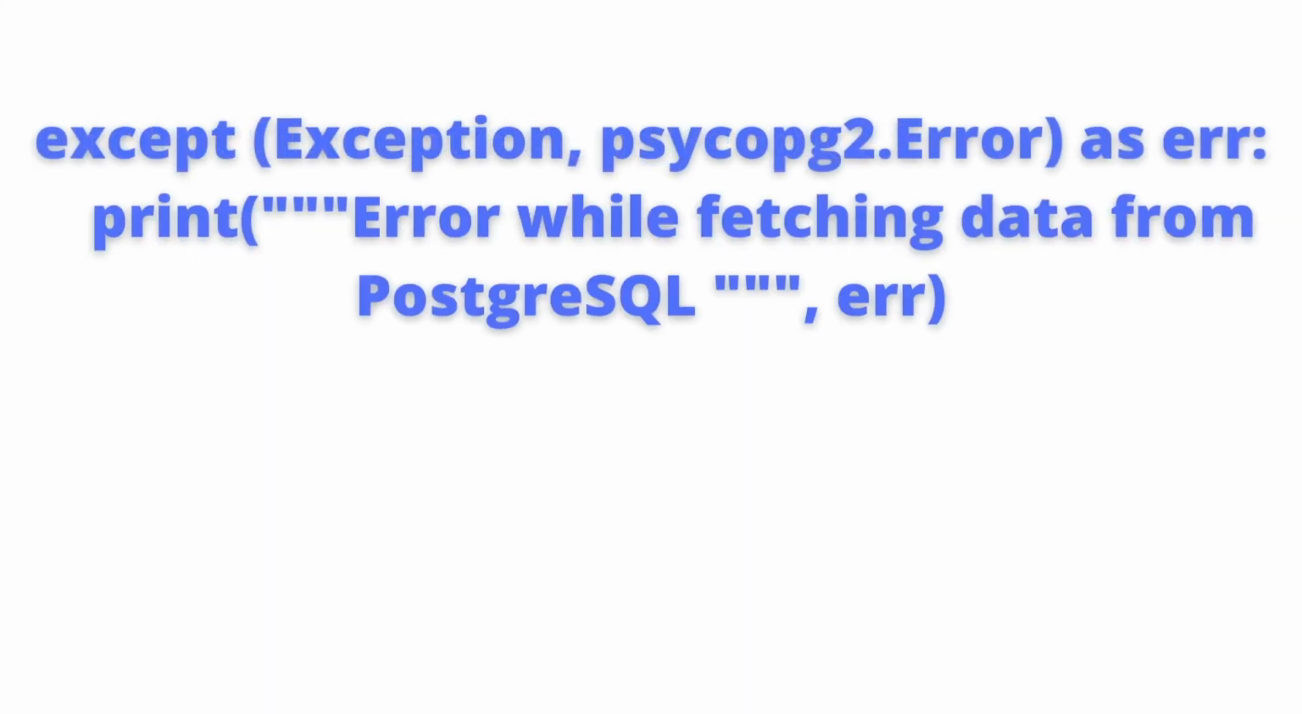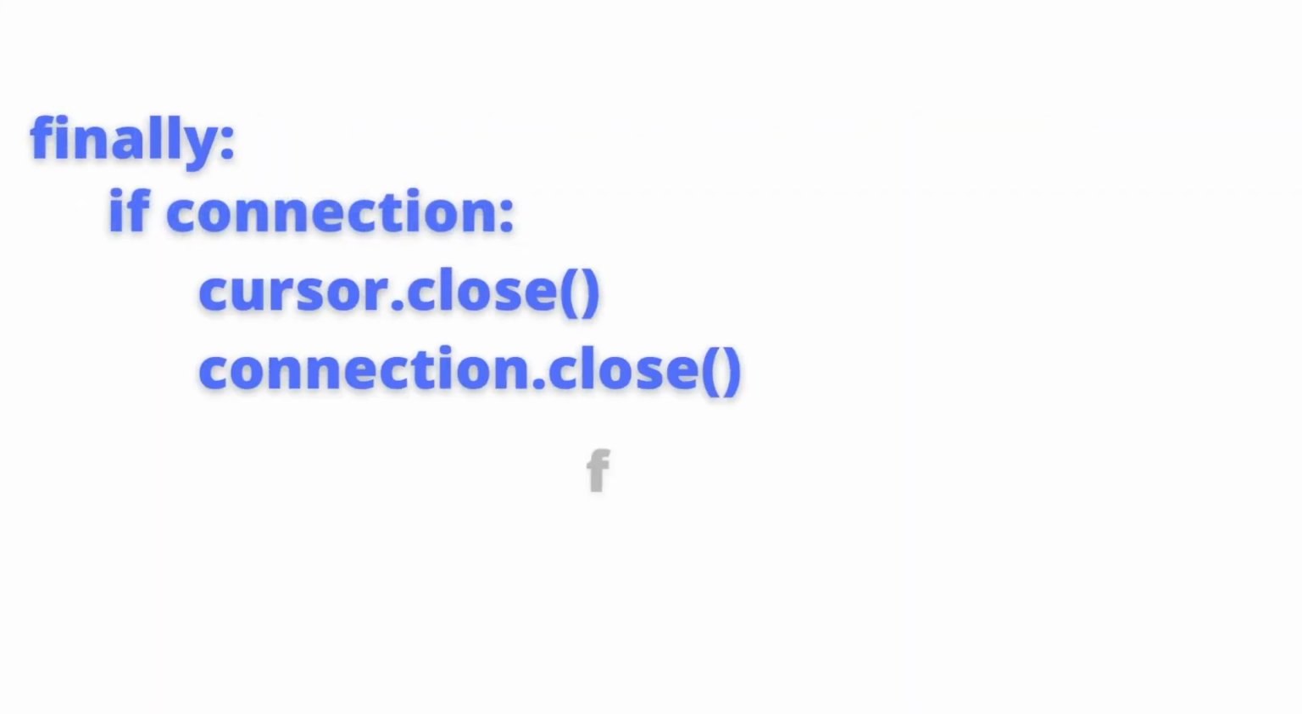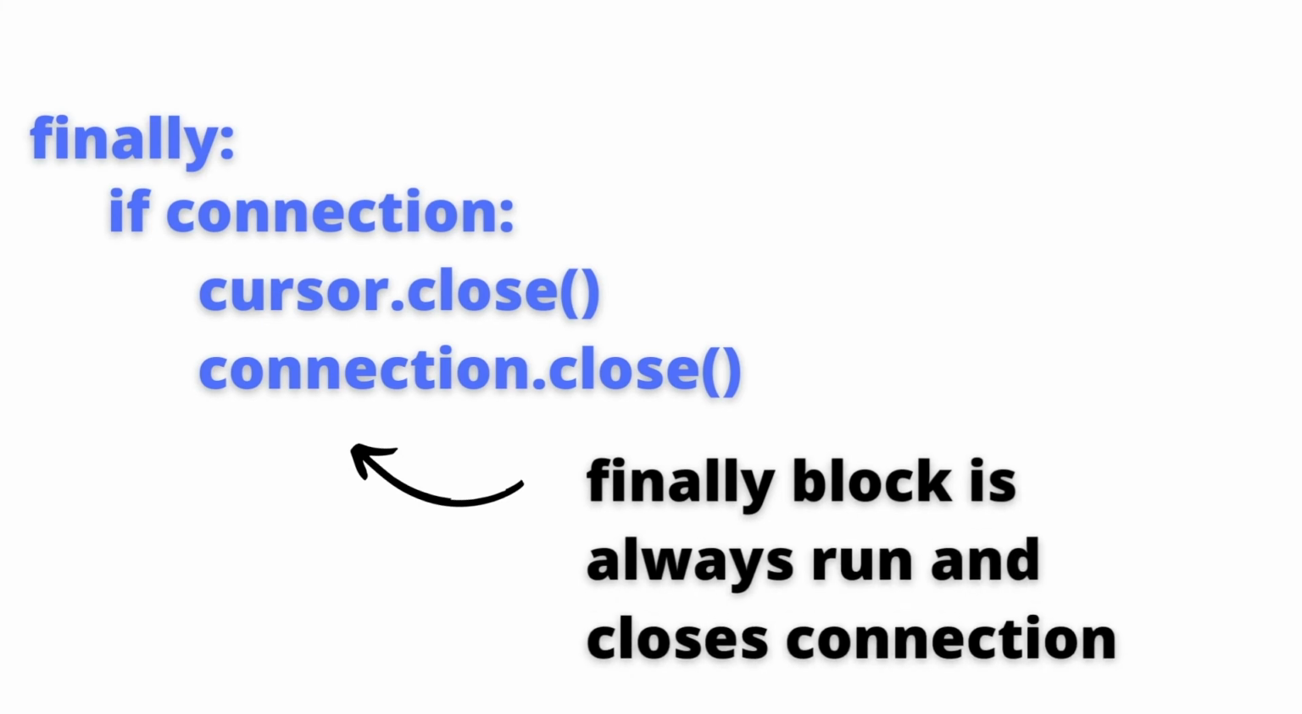Any errors raised within the try block will be caught within the except block, and the errors will be printed to the screen. The finally block, which is associated with the try statement, will be executed regardless of whether there's any errors. It will close the connection and the cursor. When the code is run, you'll get the following output.